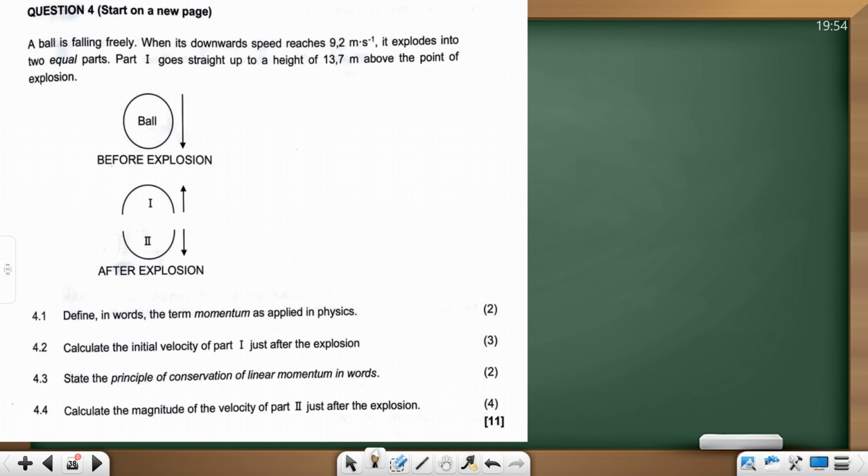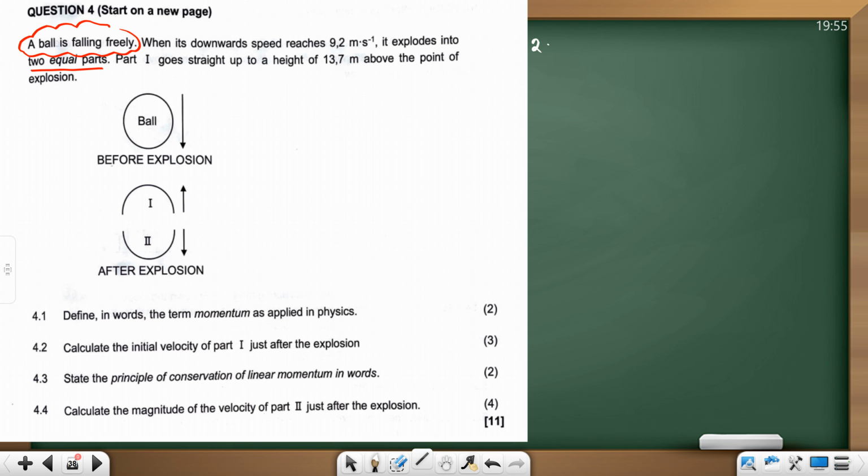A ball is falling freely. When it's falling freely, that gives me an idea of a free fall there, right? Good. When its downward speed reaches 9,2, it explodes into 2 equal parts. Part 1 goes straight up to a height of 13,7, and part B continues. Define momentum. I'm sure you can do all of that. Calculate the initial velocity of part 1 just after explosion.